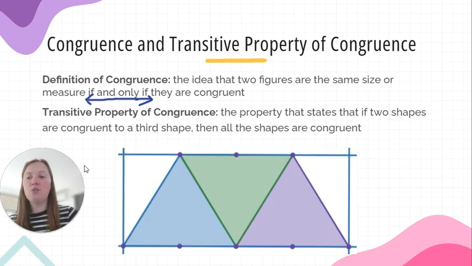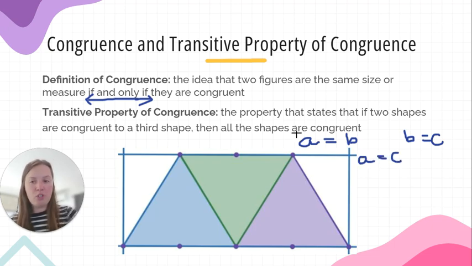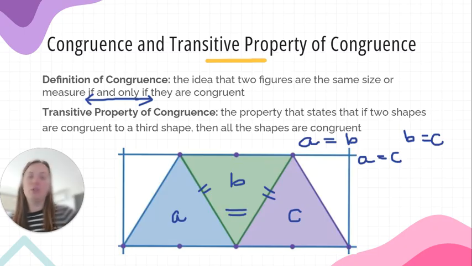Now, transitive property of congruence. The property states that if two shapes are congruent to the third shape, then all the shapes are congruent. So basically what it is saying is if we have triangle A and it's equal to triangle B, and we have triangle B and it's equal to triangle C, then that means that triangle A is equal to triangle C, okay? So if two shapes are congruent to the third shape, so both of these two shapes, A and C, are equal to B, then all the shapes are equal. So in that case, I kind of have a picture here where we have triangle A and we have triangle C, and we're saying that both of them are equal to this triangle B. That means that A and C are also equal to each other.